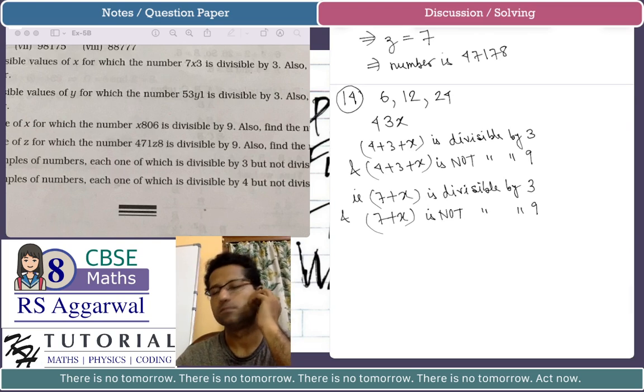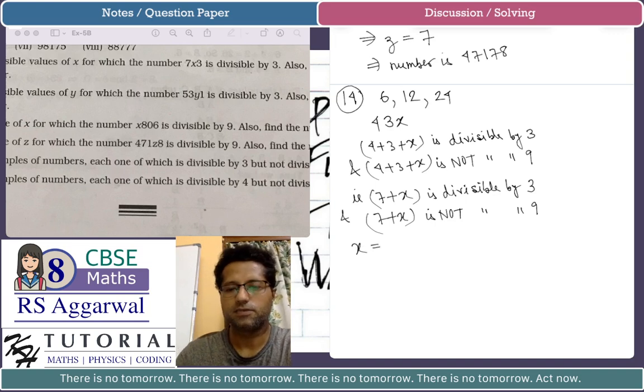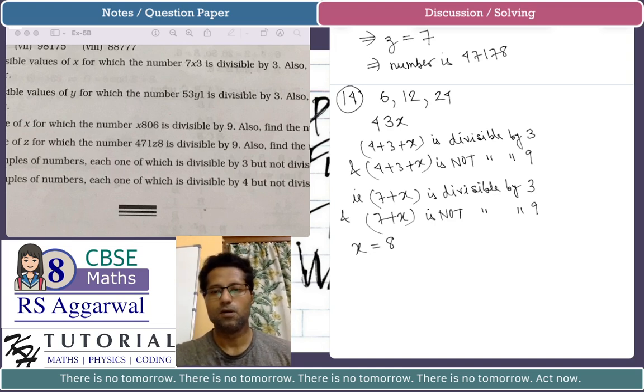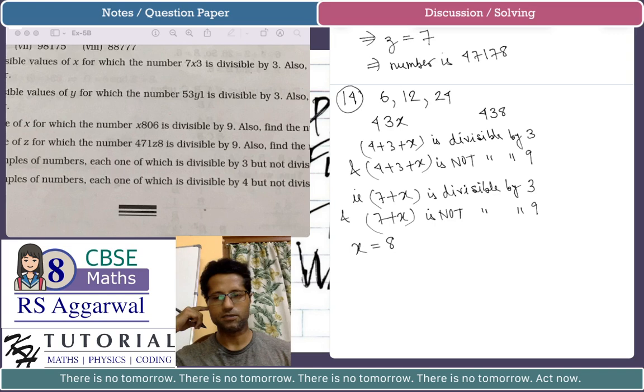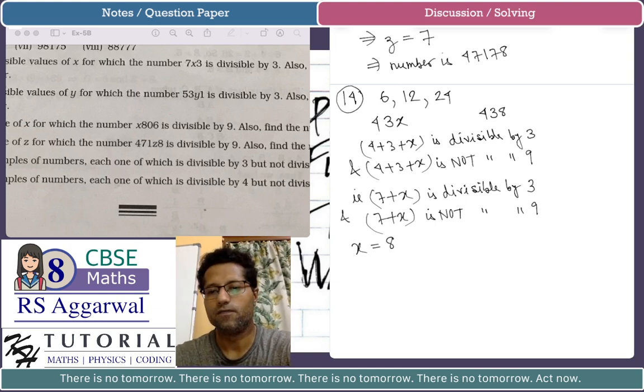Now, x can be 8, because if x is 8, then 7 plus 8 becomes 15. 15 is divisible by 3 and not divisible by 9. So one number can be 438, which is divisible by 3 and not divisible by 9. What else can x be, such that 7 plus x is divisible by 3 and not divisible by 9?